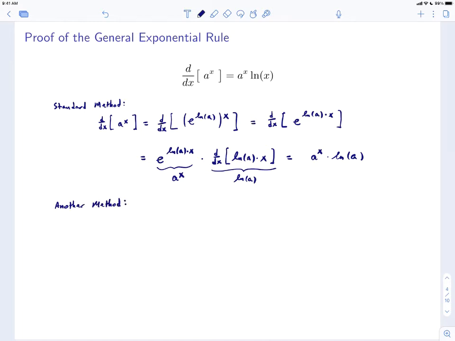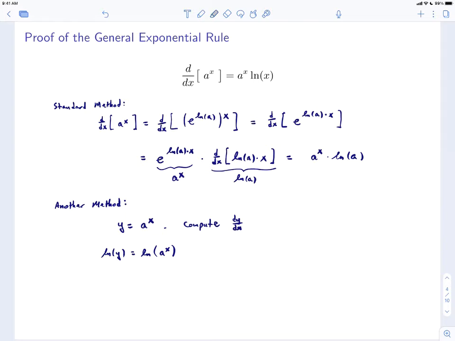And what we're going to start with is writing y equals a to the x. And our goal is to compute dy dx. So we're going to start with this expression here, and we're just going to apply the natural logarithm to both sides. So we'll have ln of y is equal to ln of a to the x.